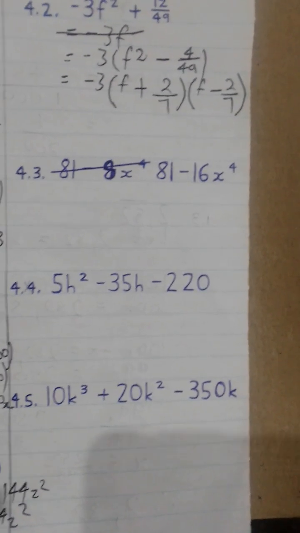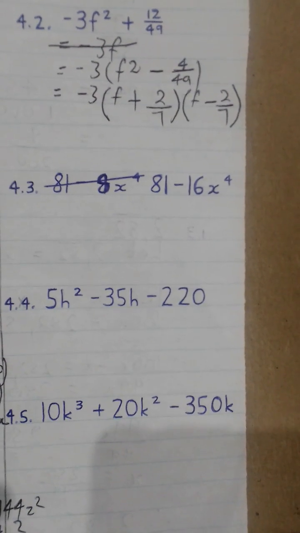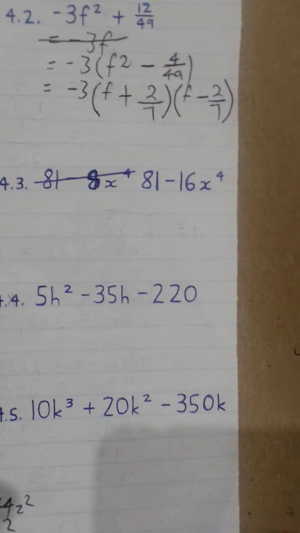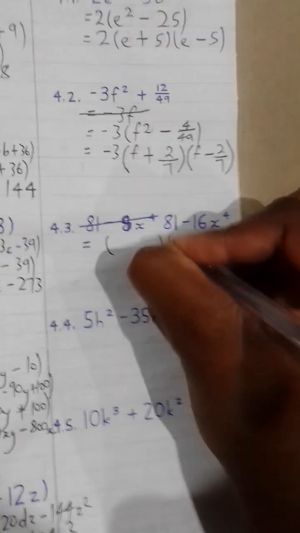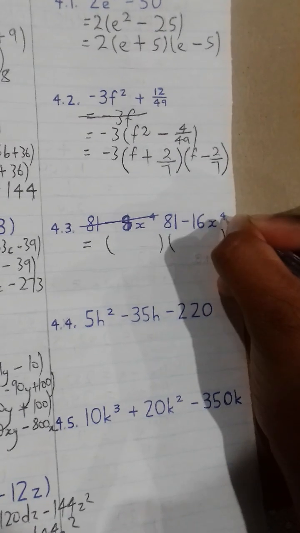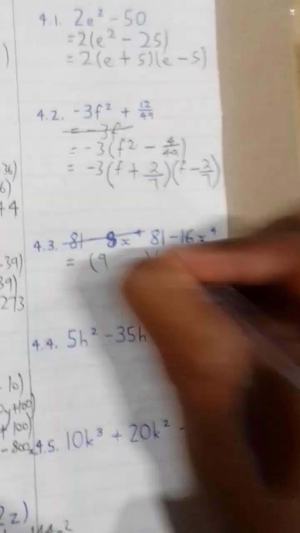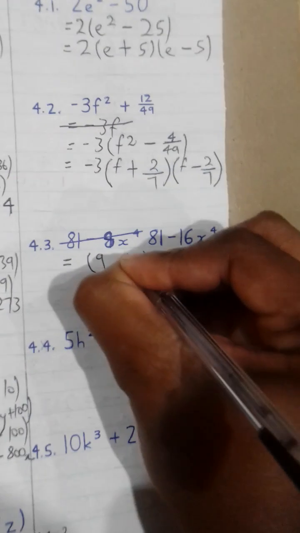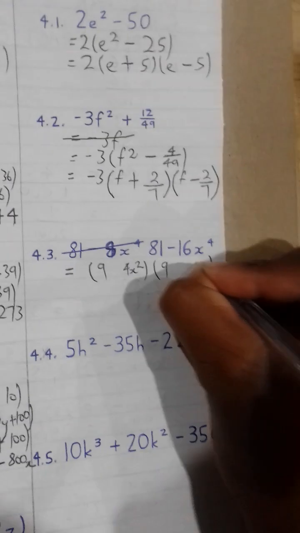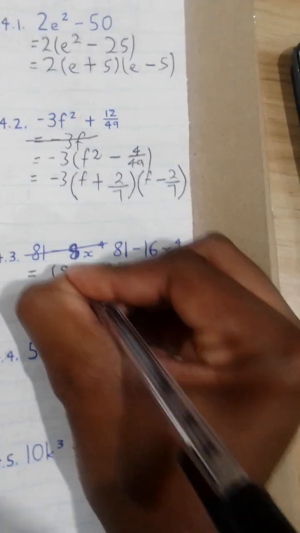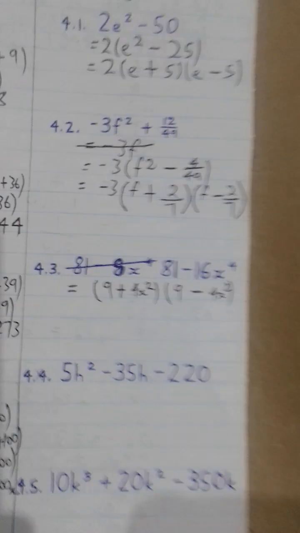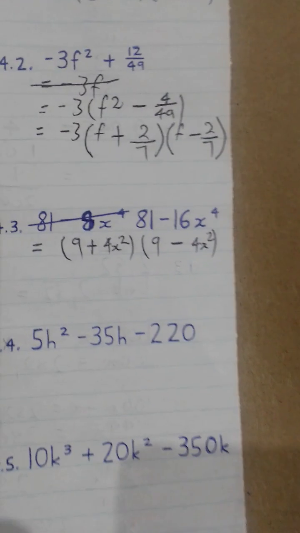4.3. 81 minus 16x to the power of 4. Okay, so what is the square root of 81? It's 9. What is the square root of 16? It's 4. Square root of x to the power of 4 is x to the power of 2. So 9, 4x squared, 4x squared. Plus, minus. Okay, but wait.